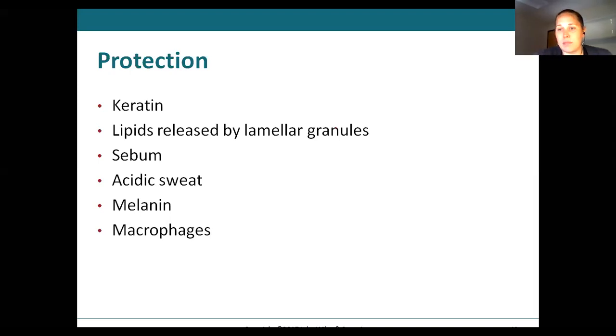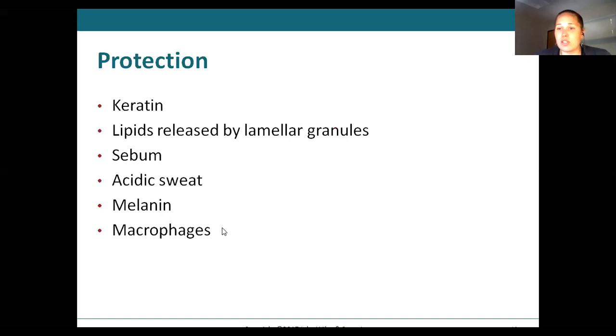Sebum is released by the glands that we spoke about earlier. Acidic sweat, acid, as we know, is not necessarily always advantageous for the outside of cell walls, and so it can compromise microbes on the surface of our skin. The melanocytes are going to produce melanin, which is going to protect the nucleus of those cells and prevent UV damage to those cells.